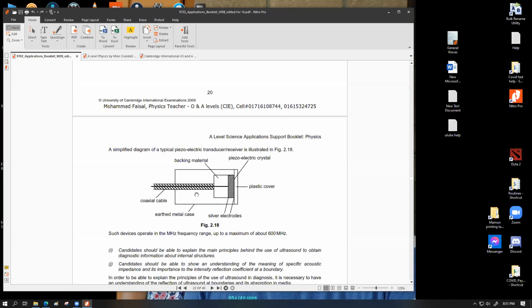However, we're going to see the ultrasound scanning part a bit later, but the behavior of the piezoelectric crystal, this is new for you, but does it make sense so far?